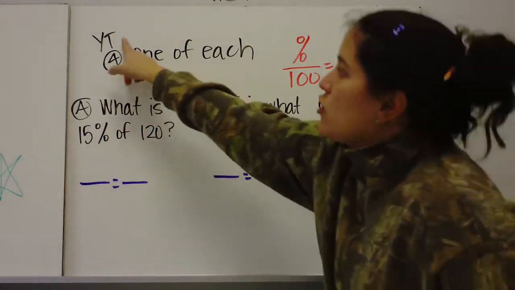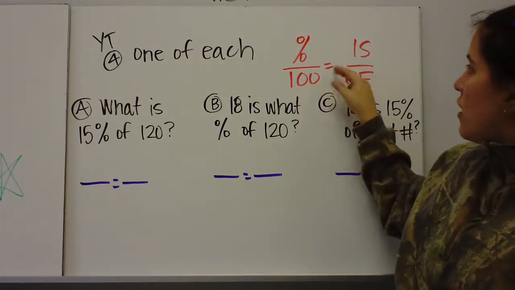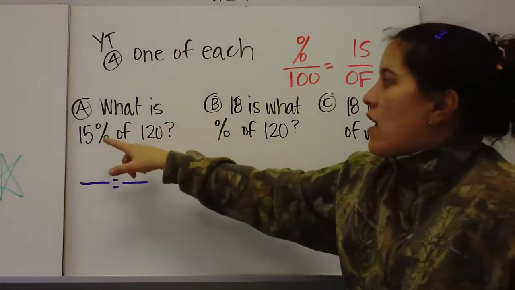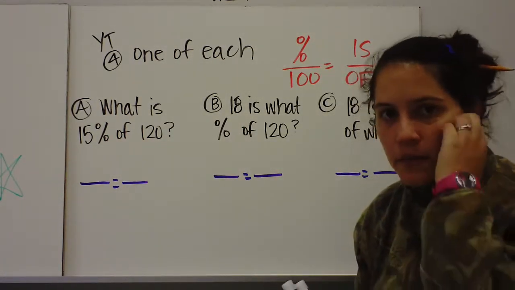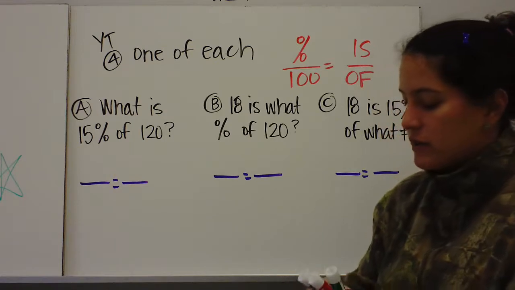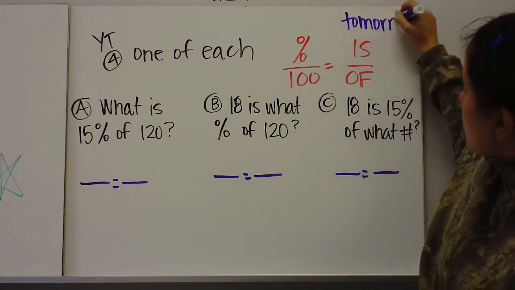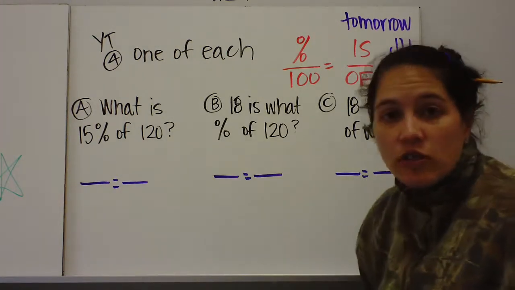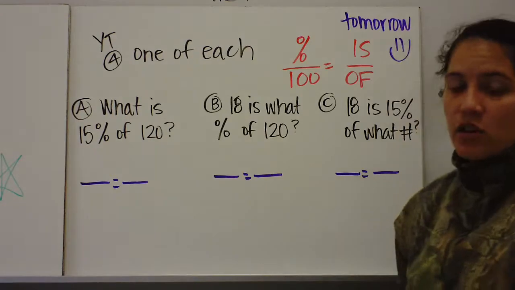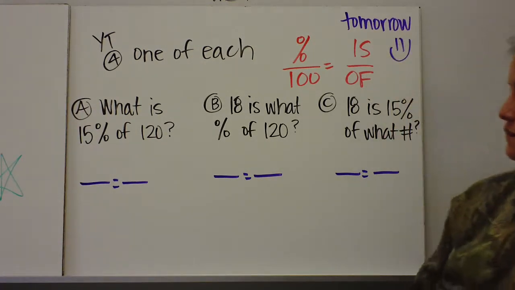All right, so you try one of each. Here's the key. Percent over 100 equals is over of. Well, A, B, and C. You try A, B, and C on your own. And then we're going to go over this tomorrow in class to see what you got for these proportions. So pause it, work these out on your own, and then play for the next slide.